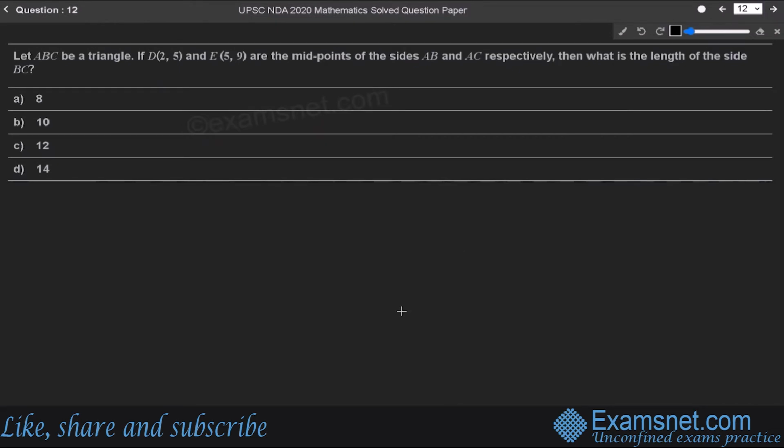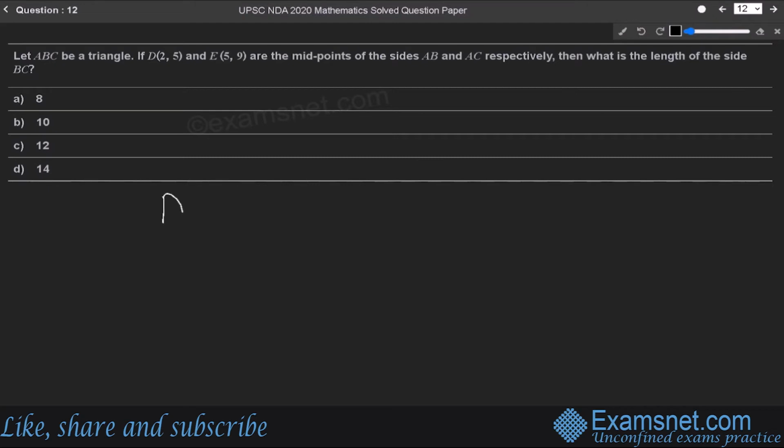Next question is, let ABC be a triangle. If D (2, 5) and E (5, 9) are the midpoints of the sides AB and AC respectively, then what is the length of the side BC? Again, this is a question from triangle. So, it is very important that you are very aware of all the properties of triangle and all the formulas that are used in the triangle.